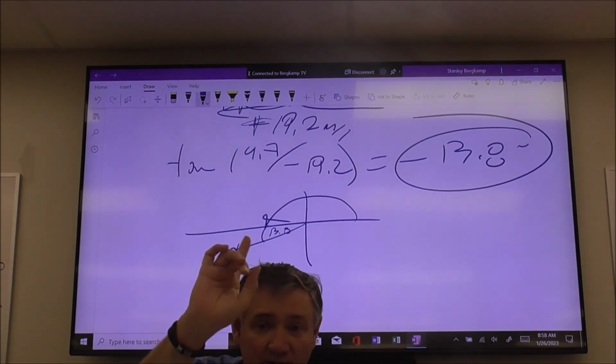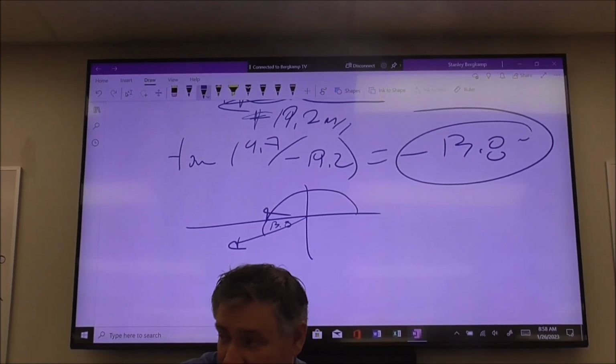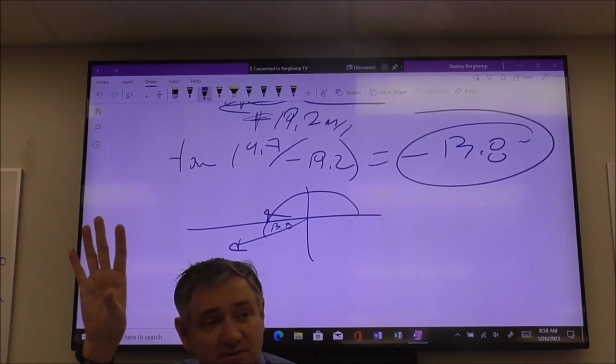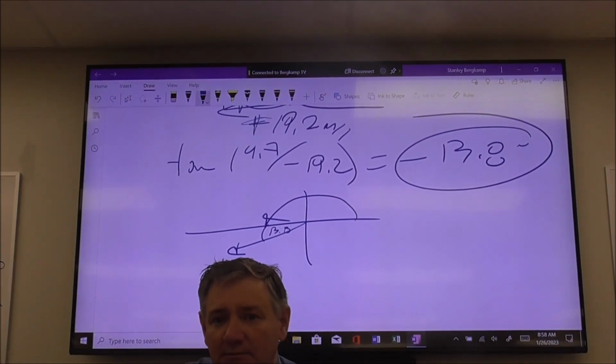Okay? So here's the plan for tomorrow. We'll go over that assignment with the vectors and the trig functions. We'll review, test on Monday. That's the plan.